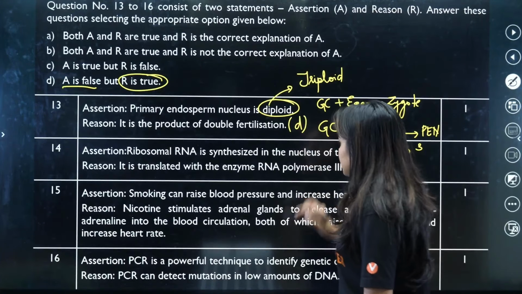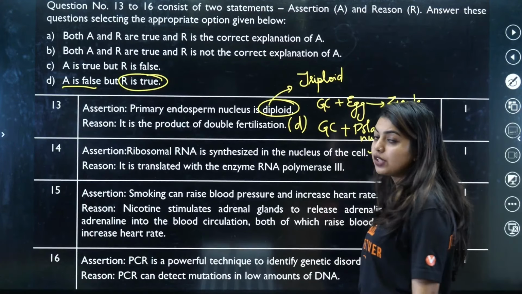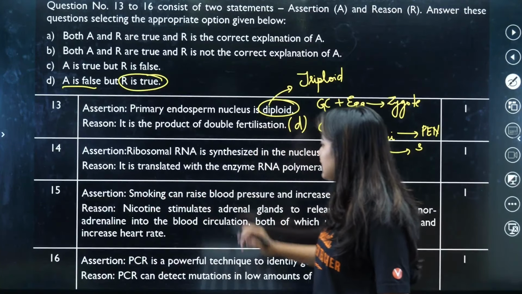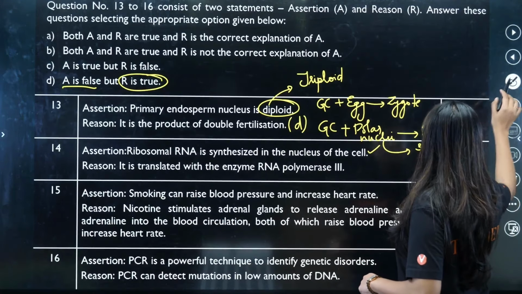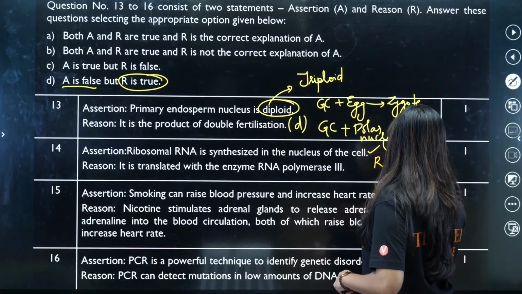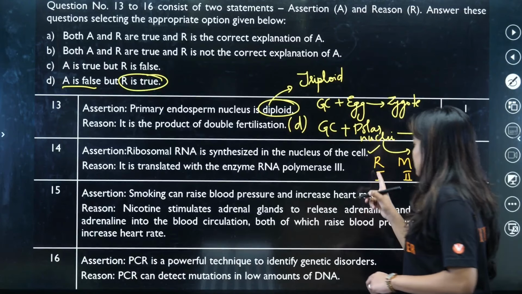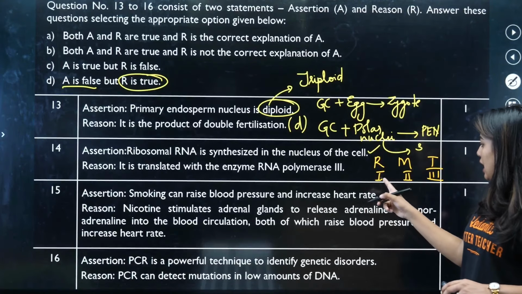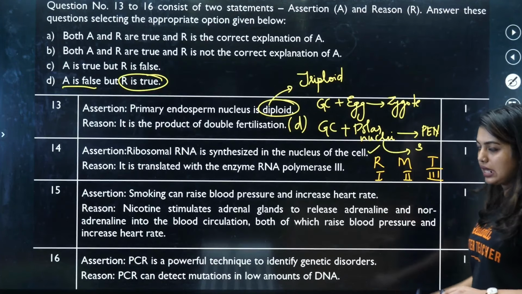Okay? Answer is D. Now, ribosomal RNA is synthesized in the nucleus of the cell. Yes, we know. Central dogma. All of us know. Okay? Now, it is translated with the enzyme RNA polymerase 3. Now, let me tell you. We know RMT. Who is RMT? RMT 1, 2, 3. Okay. Now, students, what is RMT? R stands for rRNA, M stands for mRNA, T stands for tRNA. rRNA is formed by RNA polymerase 1, mRNA 2, and tRNA 3.